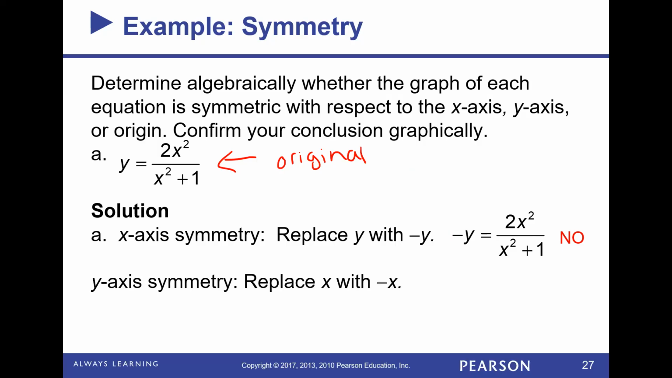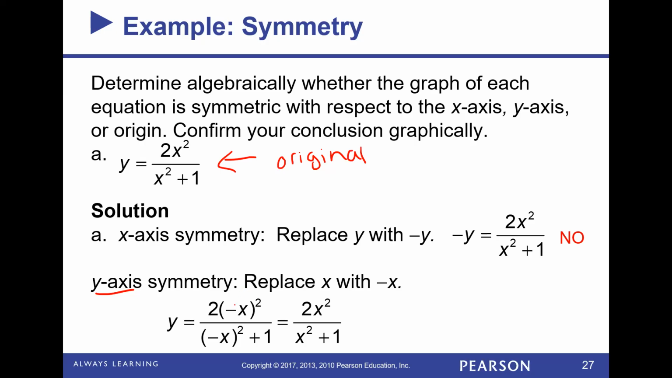So let's do our y-axis symmetry. And again, opposite letters. Since I'm looking for y-axis symmetry, we're going to replace x with negative x. Everywhere I see x, I'm plugging in a negative x. Be super positive that when you plug in, you always plug in a set of parentheses around that negative, because you're replacing every x with a negative x. And I'm going to simplify.